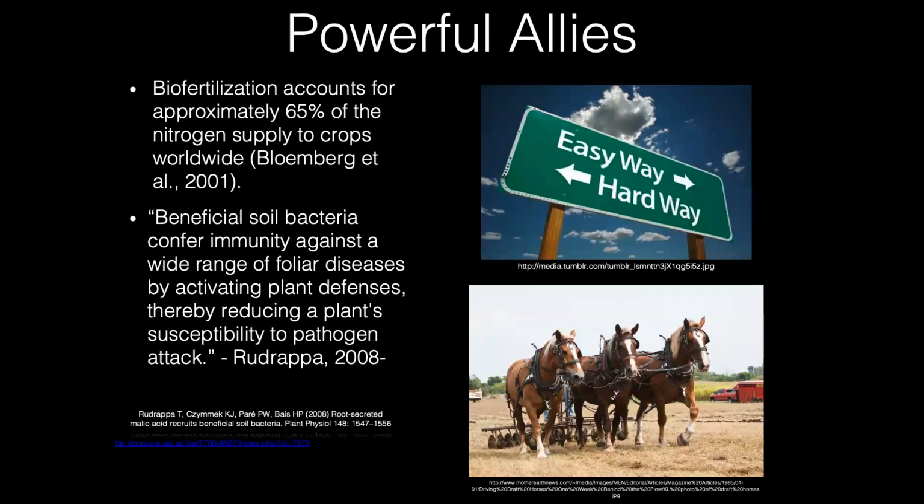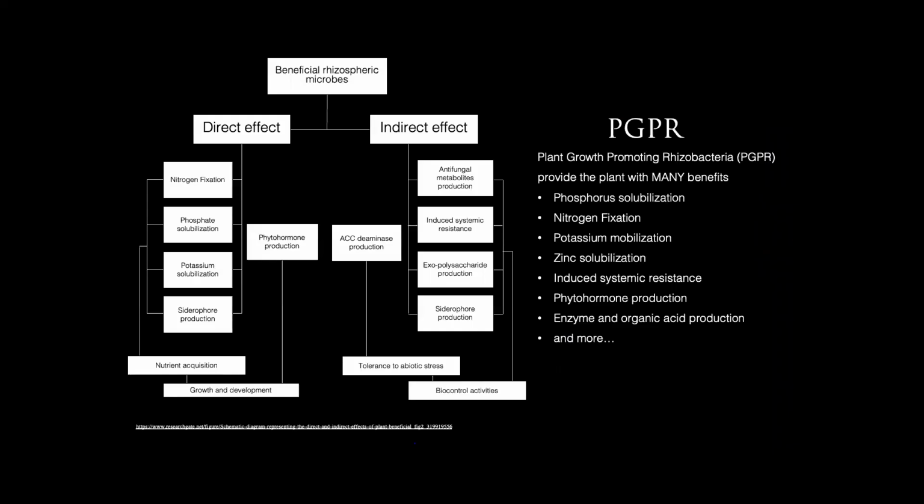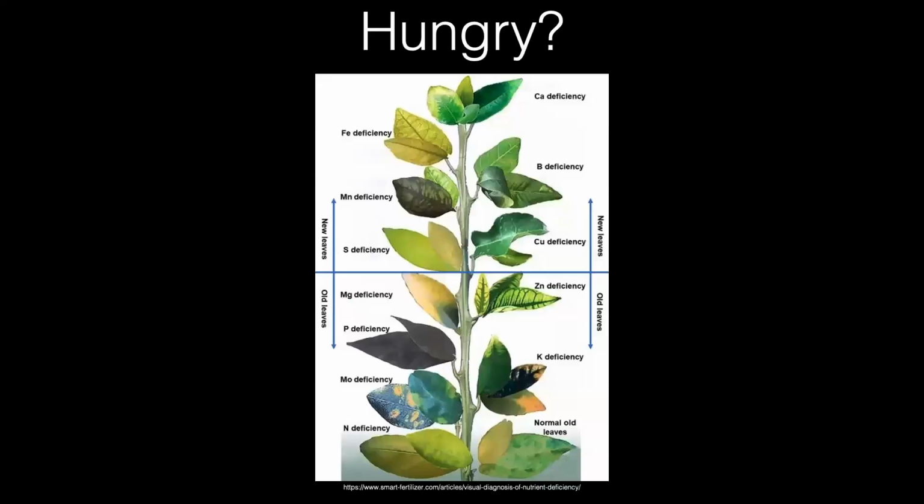Biofertilization accounts for approximately 65% of nitrogen supply to crops worldwide. Beneficial soil bacteria confer immunity against a wide range of foliar diseases by activating plant defenses, thereby reducing a plant's susceptibility to pathogen attack. So these PGPR, plant growth promoting bacteria, have a wide variety of benefits that they confer onto the plant. They help protect the plant.